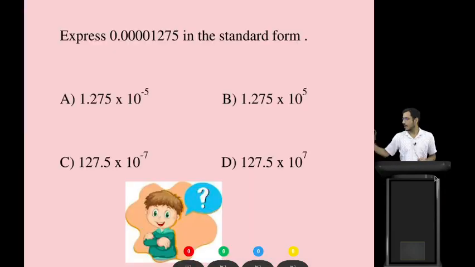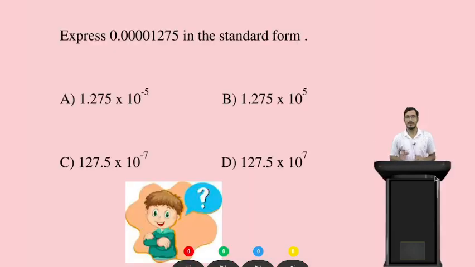Now students, I have a question for you. Express 0.00001275 in the standard form. I am giving you 30 seconds. Which option is correct? Option A, option B, option C, or option D?